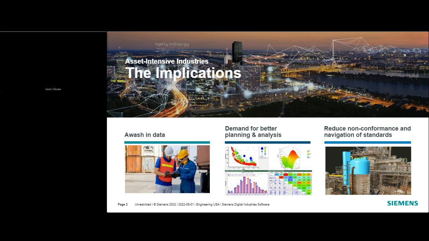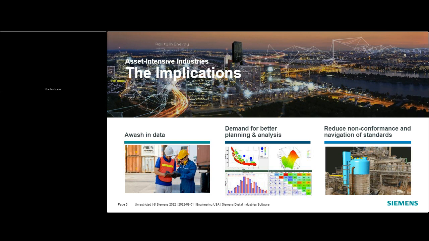So now we have the other problem: we've got a tremendous load on us, and we've got to sort through that. And so there is a demand for better planning and analysis based on that sea of data. We want to drive to reducing nonconformance, and we want to navigate the standards. So when we have all of this sustainability, all these increasing requirements, we want to make sure that we adhere to them. But how do we do that with all of this volume of data?